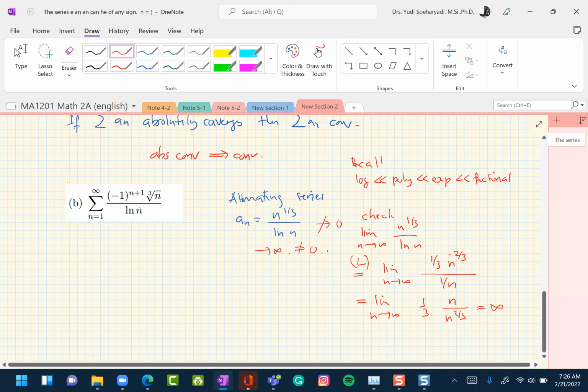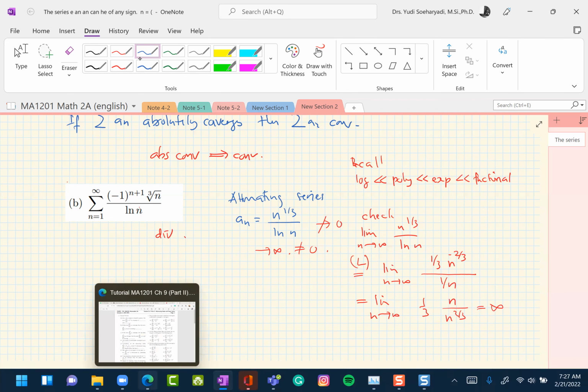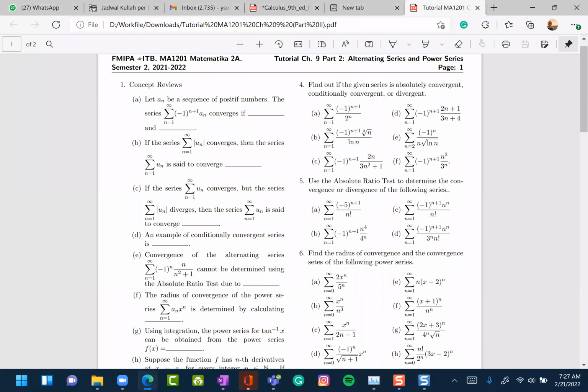So this one is divergent in this case. This just keeps getting larger and larger. So this is divergent. All right, so let's pick up another problem. So C, for example, here.